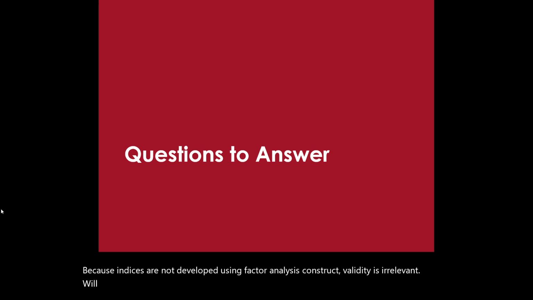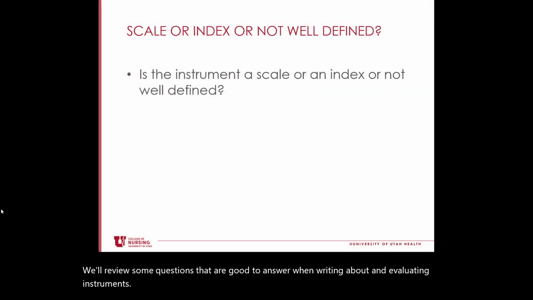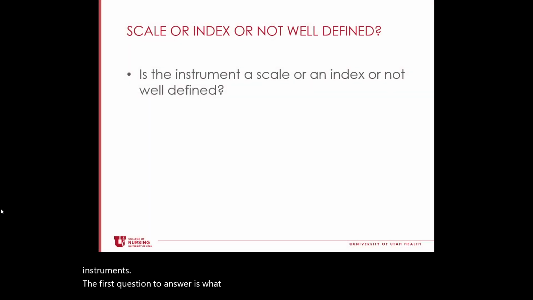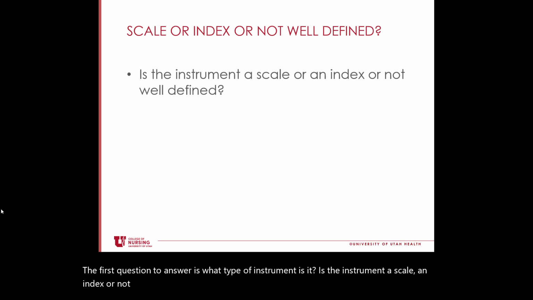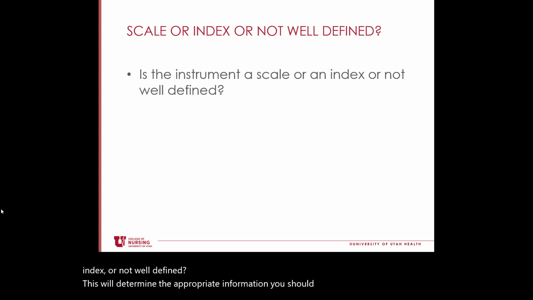We'll review some questions that are good to answer when writing about and evaluating instruments. The first question to answer is, what type of instrument is it? Is the instrument a scale, an index, or not well defined? This will determine the appropriate information you should evaluate and report about the instrument when you use it in your project.